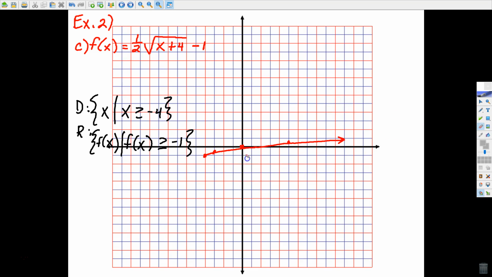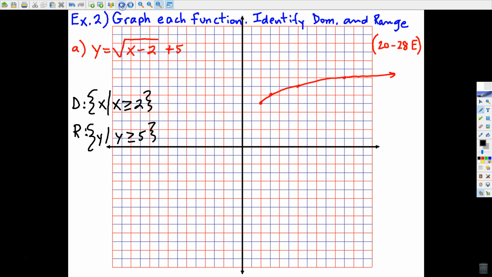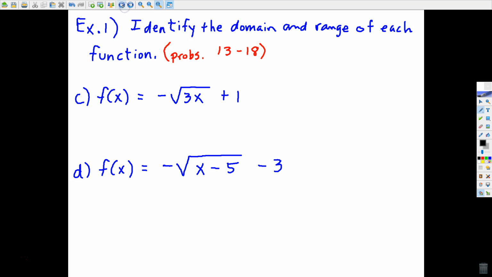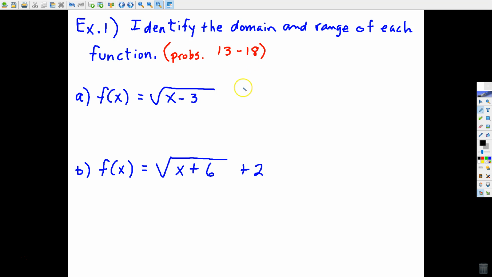Okay, so I went out of order just a little bit. This is actually the second half of your homework assignment, but I wanted you to see these graphs, and now I think it might make it a little bit easier to do the first part of your assignment, the first block of problems, which you do not have to graph. The directions simply say to identify the domain and range. You do not have to graph 13 through 18. So how do we state the domain and range?